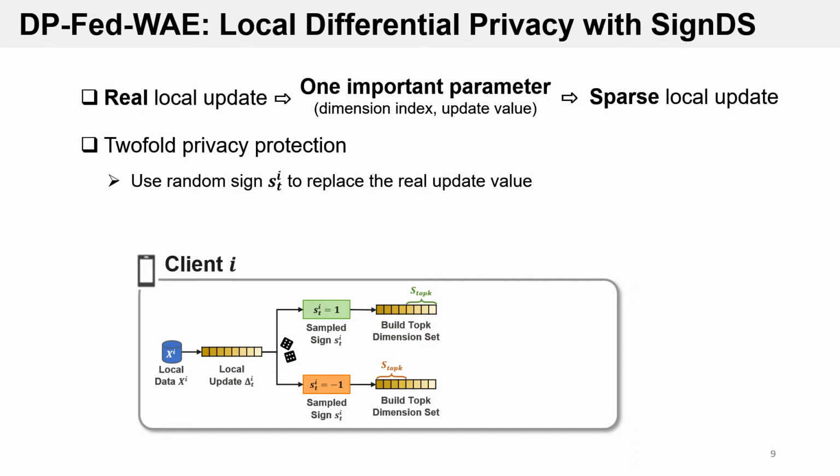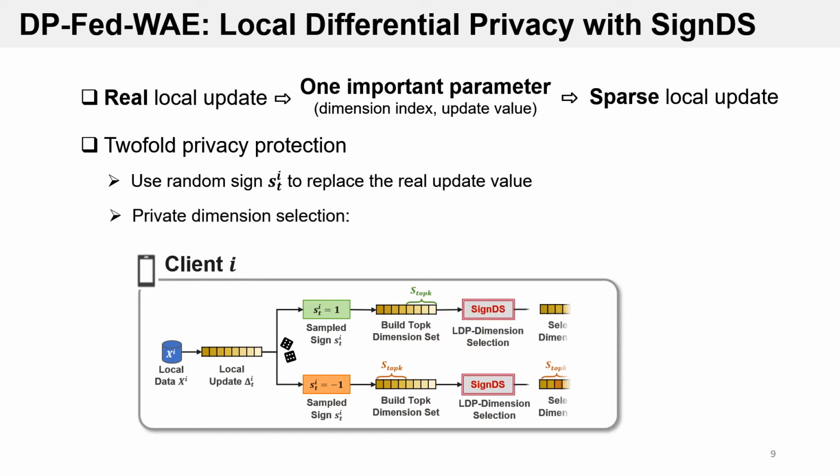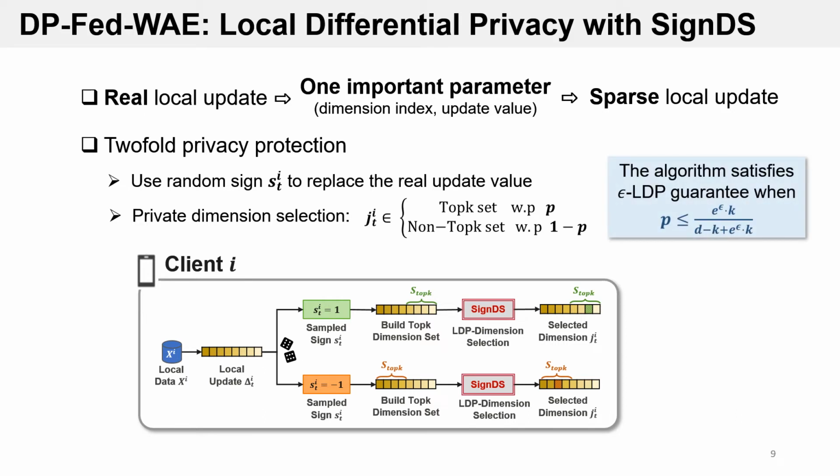Next, we apply a private dimension selection algorithm, where the dimension index J can either be selected from the top K set with a probability of P, or be selected from the non-top K set with a probability of 1 minus P. We prove that the algorithm satisfies epsilon LDP guarantees. Finally, the random sign value and the private dimension index will be returned to the server.